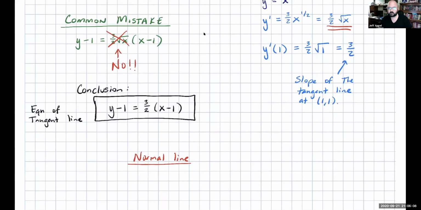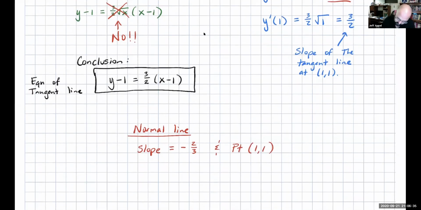So if your tangent line has a slope of 3/2, the normal line is going to have a slope that is the opposite reciprocal. The slope of the tangent line was positive, so our slope for the normal line will be negative, and the reciprocal of 3/2 is 2/3. So there's your slope. Your point doesn't change. It's still 1, 1.